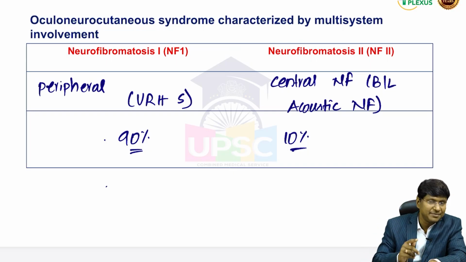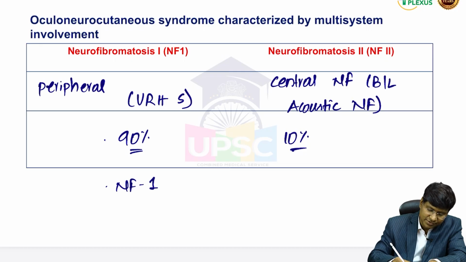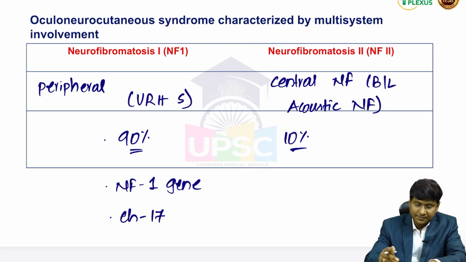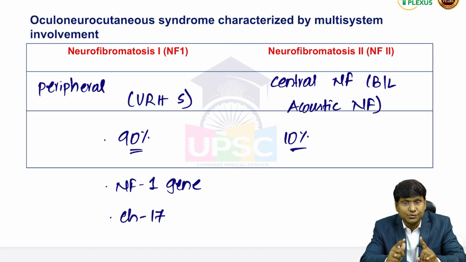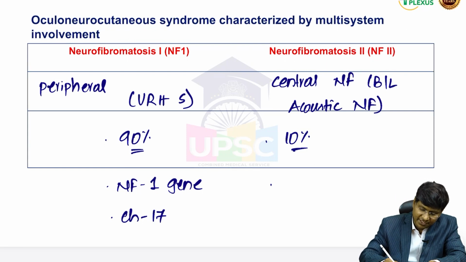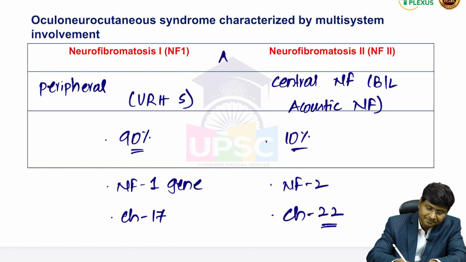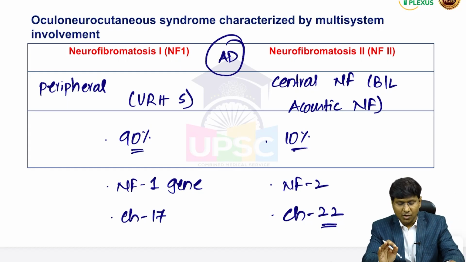In neurofibromatosis type 1, the defect is in the neurofibromatosis type 1 gene, and the abnormality is on chromosome number 17. Whereas in neurofibromatosis type 2, the defective gene is the neurofibromatosis type 2 gene, and the defective chromosome is chromosome number 22. Both of them are inherited as autosomal dominant.